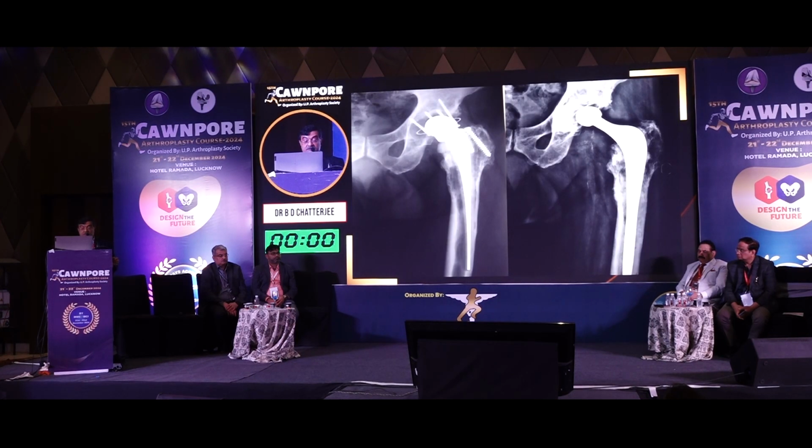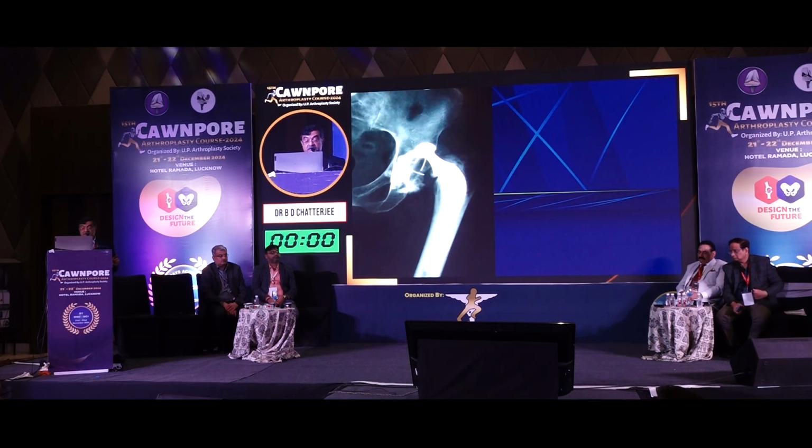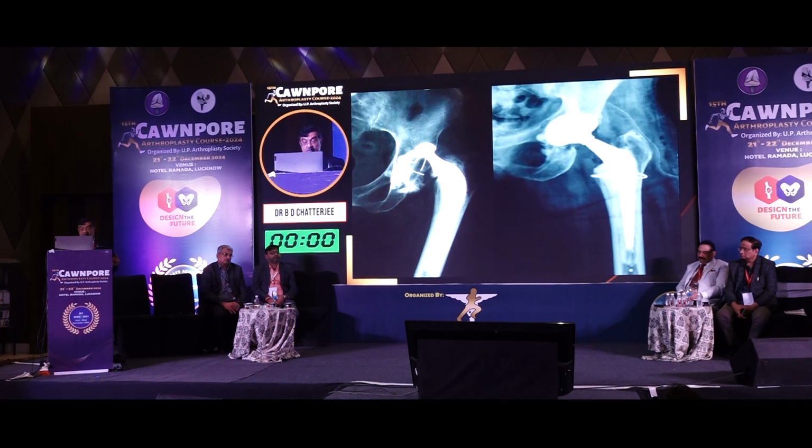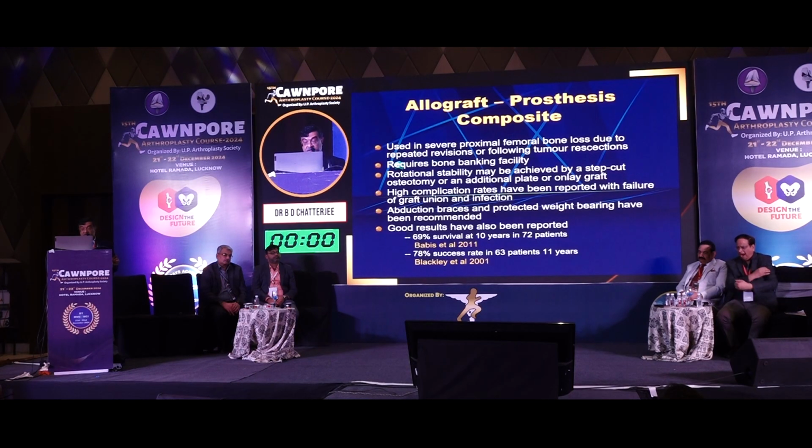To show you an example, this is a failed isoelastic THR, which was a classic failure actually, managed with an Exeter stem and impaction bone grafting. Another example of a failed Charnley, and this is also managed with a C stem and impaction bone grafting.